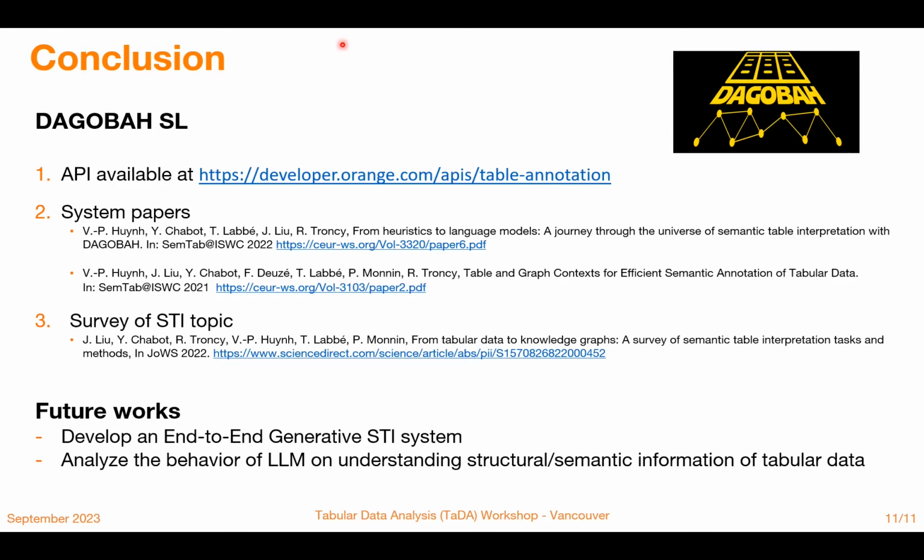In conclusion, we presented WSN, a system for annotating tables semantically. Please check out our API and papers for more information about the topic. For future work, we are building an overall annotation system using a large language model, as we mentioned in the previous slide. Importantly, we will analyze the behavior of large language models on understanding the structural and semantic information of tabular data.